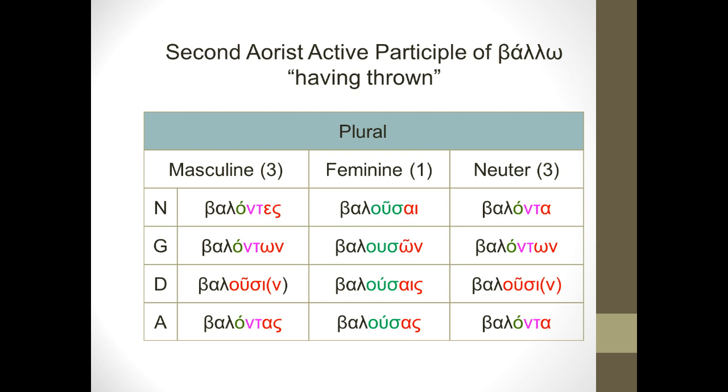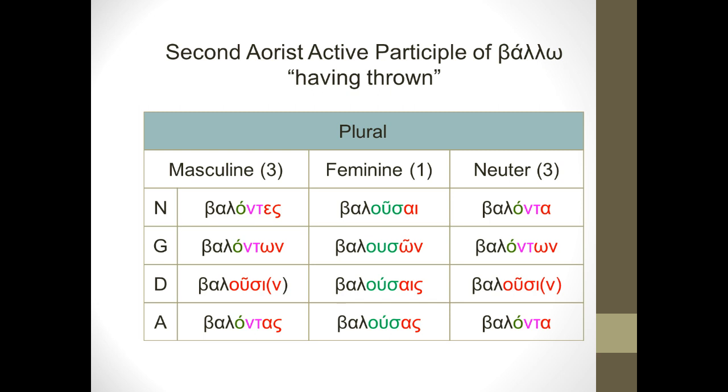Looking at the plural, again, these are the very same endings that we had in the present tense, only these are for second aorist verbs. Again, notice our verb with the internal change without the augment, and beginning with the nominative we say Balontes, Balousai, Balonta. Balontone, Balousone, Balontone, Balousin, Balousais, Balousin, and then Balontas, Balousas, and Balonta.